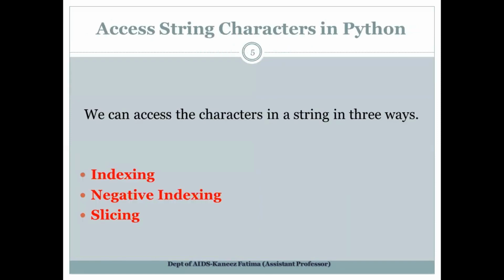Access string characters in Python. Till now we have learned what a string is and how a string is implemented, that is, by assigning a value or directly using the print method. Now we are moving towards the next part: how a string can be accessed in Python. There are three different ways we can use to access a string. The first one is indexing, the second one is negative indexing, and the third one is slicing.